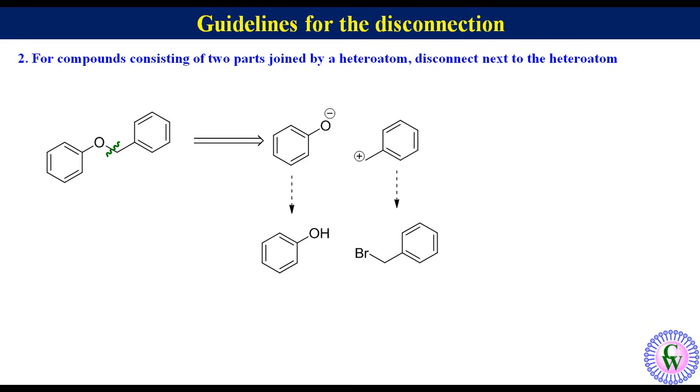Thus, if we allow phenol to react with benzyl bromide in the presence of a base like sodium ethoxide in ethanol, benzyl phenyl ether will be produced.